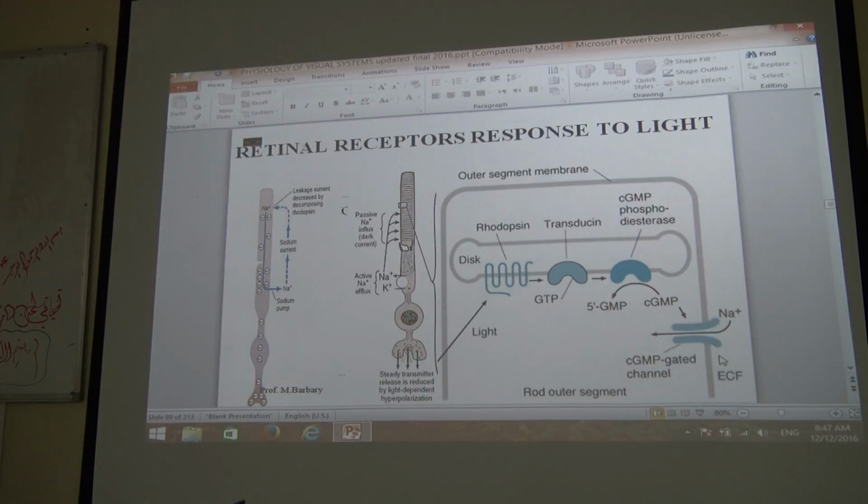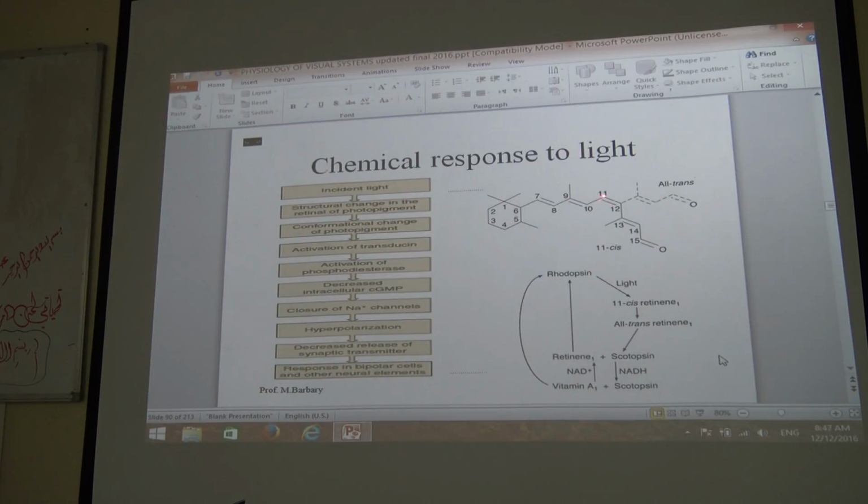Light will convert 11 cis to all trans. And this conversion is a conformational change, not a chemical reaction, not oxidation, not reduction, not breaking of bond. It is just a conformational change. Light makes only a conformational change from 11 cis to all trans.